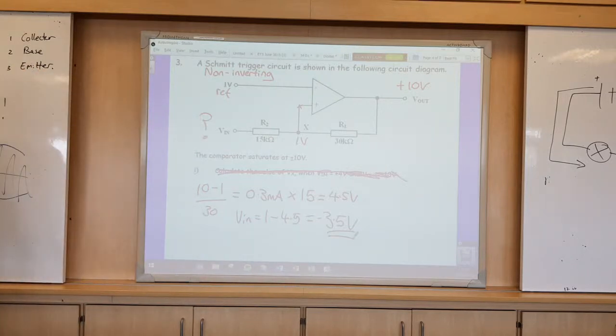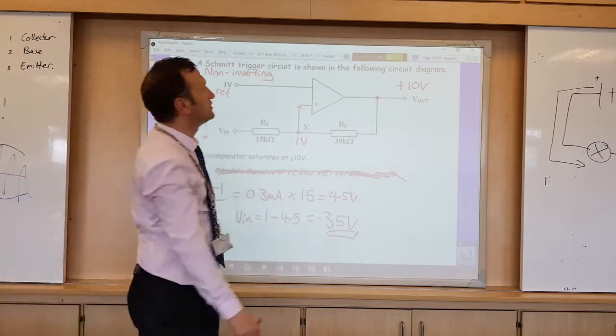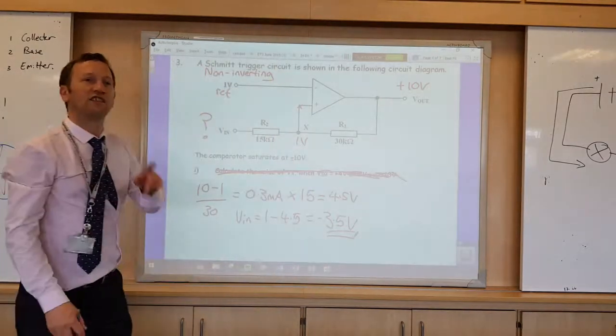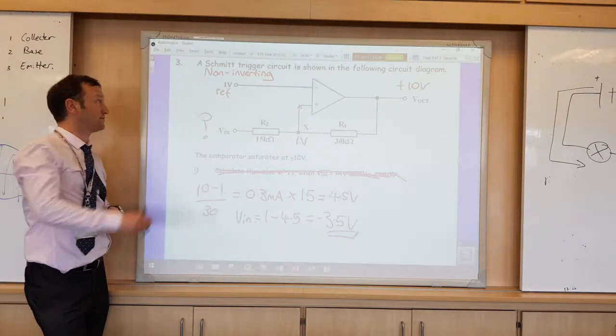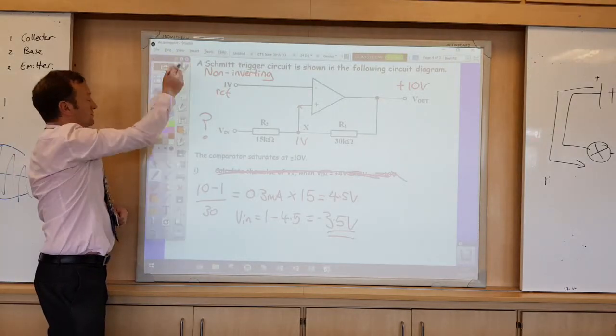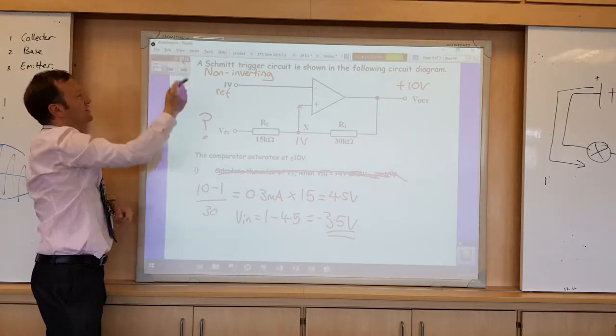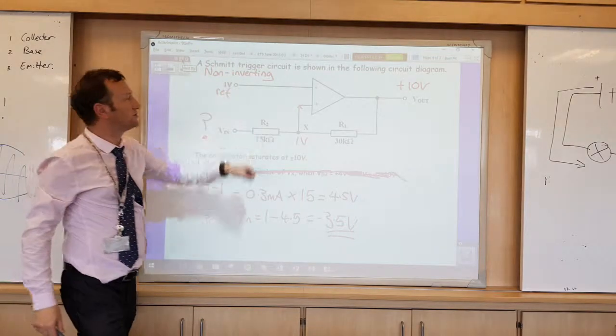Okay? And you've got to do it all again for the other way. I'll change the colour. So you have to do it for the plus one as well. When would you not have to do it again? When they're symmetrical, that's 0 volts.